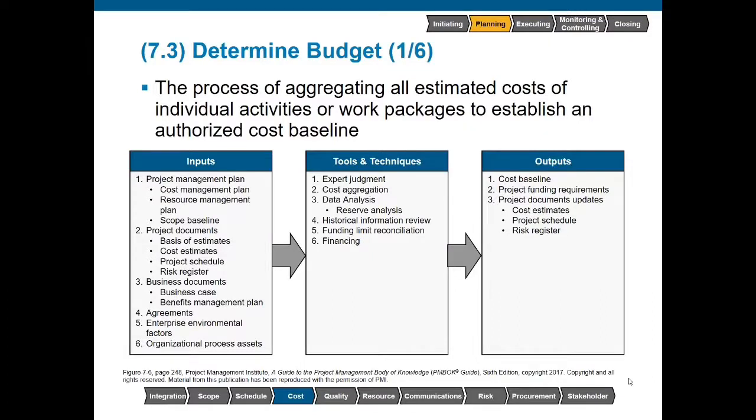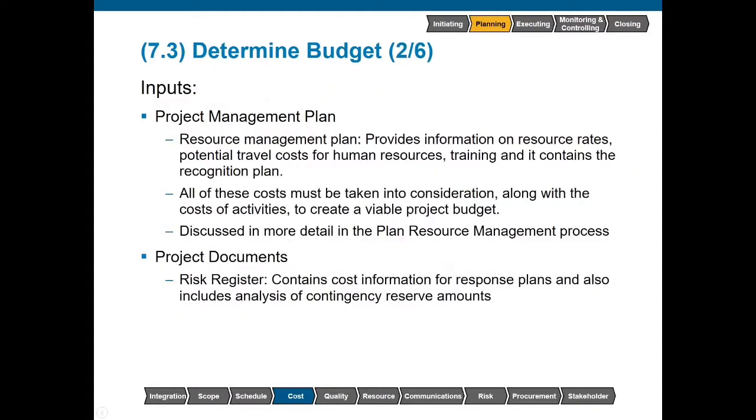Determine budget is a process of aggregating all of the estimated costs of individual activities or work packages to establish an authorized cost baseline. The primary output from this process is our cost baseline. Inputs to this process include our project management plan, and we want to look specifically at our resource management plan.